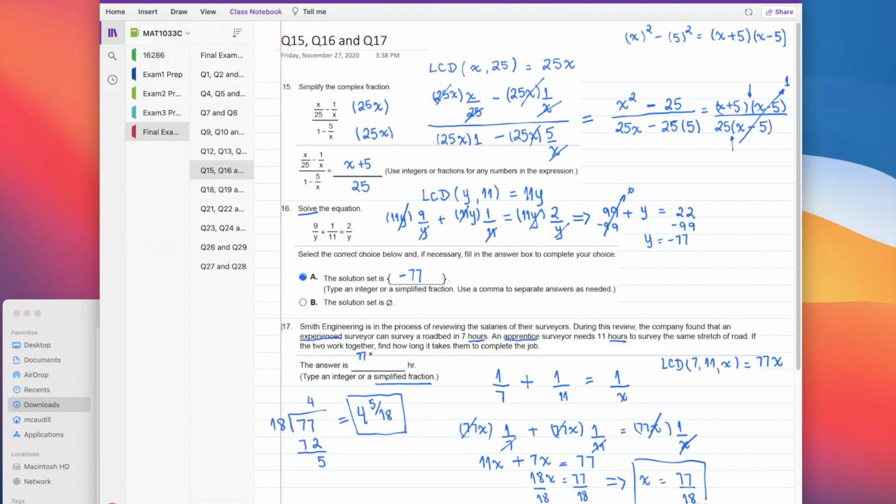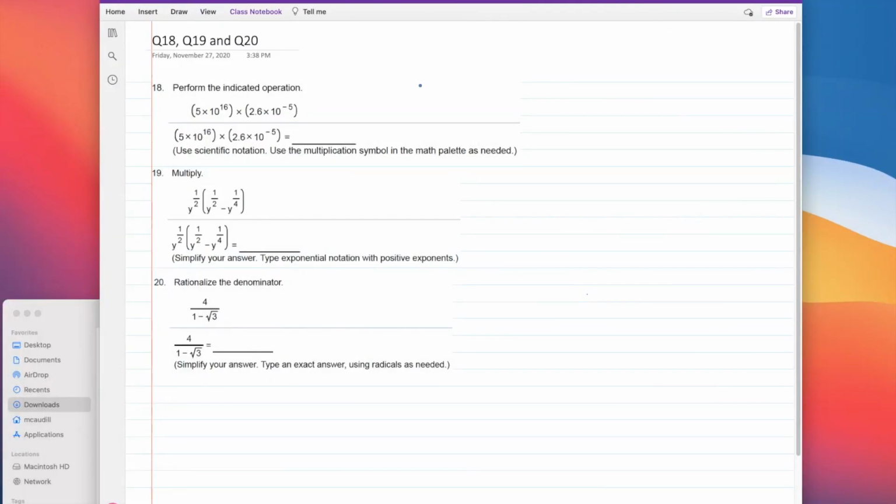Then it can be answered like that. Question 18, 19, 20, still module 3. And now we are starting to go through radical expressions. For radical expressions, we start by reviewing some concepts of scientific notation and properties of exponents, because radicals can be expressed as rational exponents.